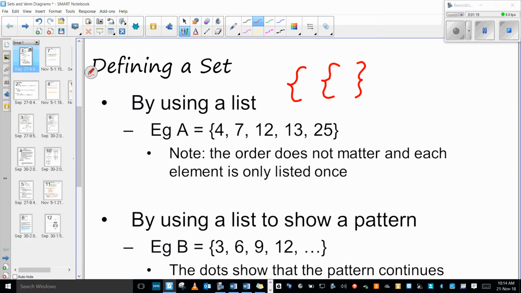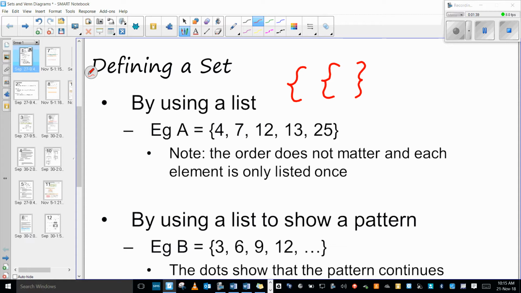As I said here, the order doesn't actually matter when you're defining your sets, but you just make sure that you don't have repeats. Alright, so you wouldn't write 4, 7, 12, 4, 13, 7, 25. Okay? Because you can only have each number once. So that's by using a list.